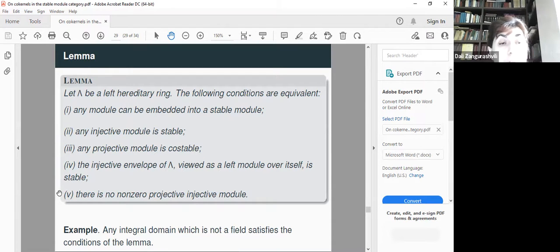Among all these conditions, the one most often considered is the fifth condition. An example of such a ring is given by any integral domain which is not a field. It is a well-known fact that condition 5 is satisfied for any arbitrary integral domain which is not a field. But more complicated examples are given, for instance, in Jans' paper of the 70s of the past century. It is called the projective injective modules.